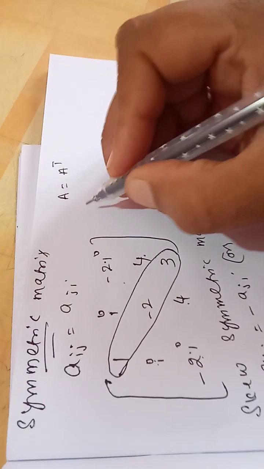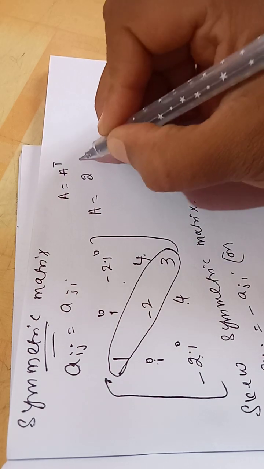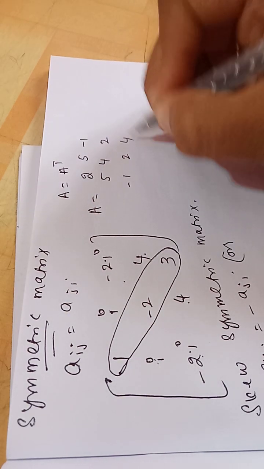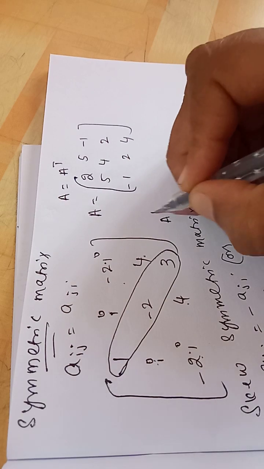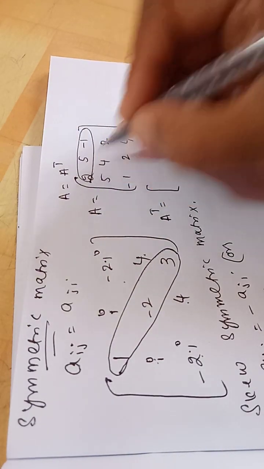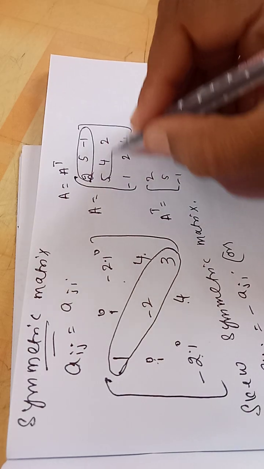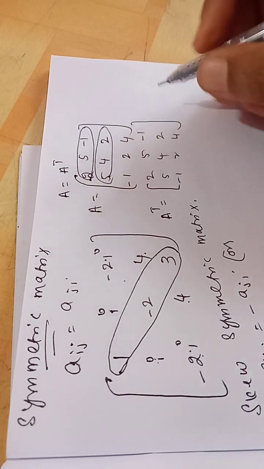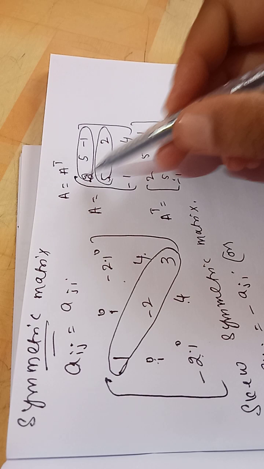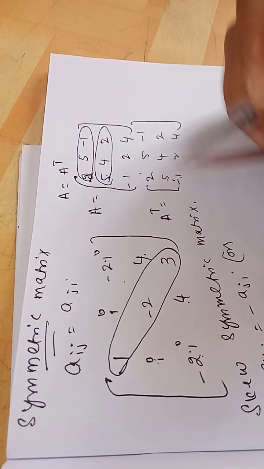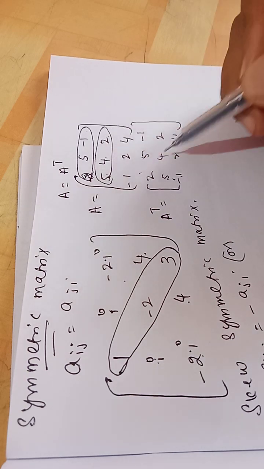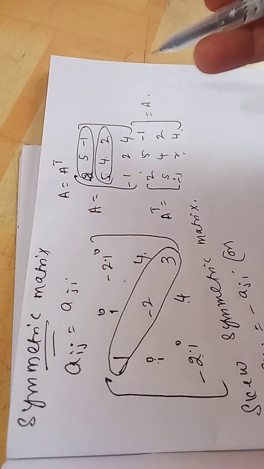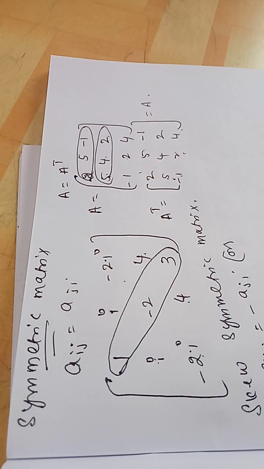Let us take one example now. A equal to 2, 5, minus 1, 5, 4, 2, minus 1, 2, 4. I am writing the A transpose of this: row as column 2, 5, minus 1. Again 5, 4, 2. Lastly minus 1, 2, 4. Now see, this is A and this is A transpose. 2, 2. 5, 5. Minus 1, minus 1. 5, minus 1. 4, 2. 2, 4. So A transpose is equal to A, we can say. With this we call it a symmetric matrix.